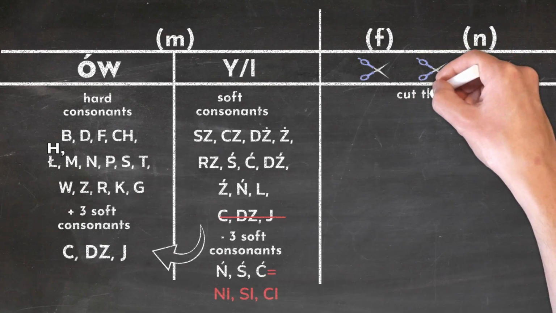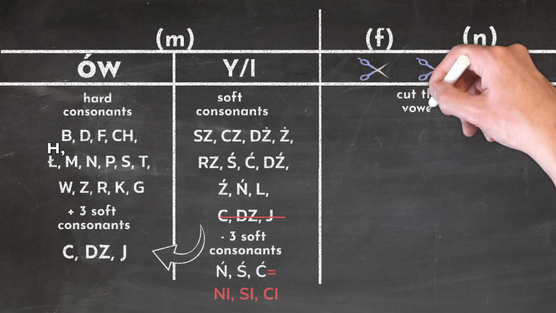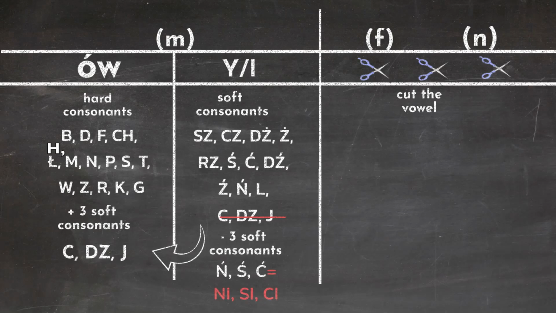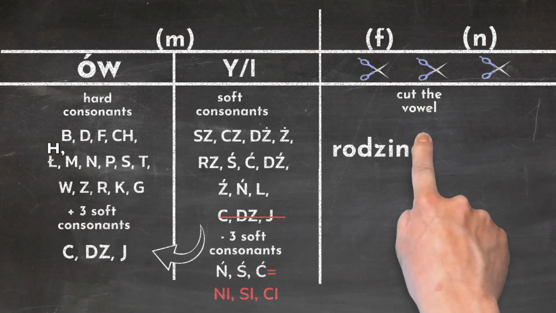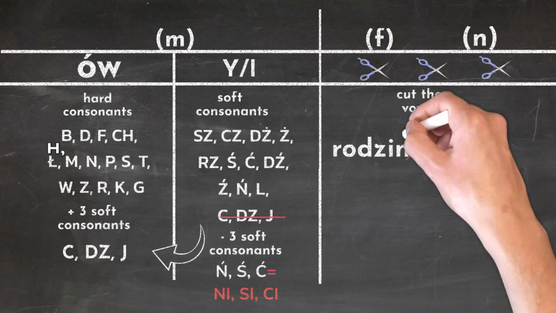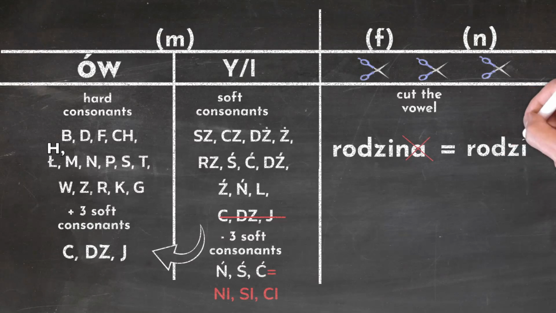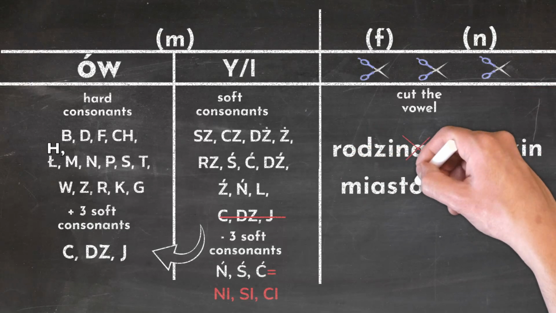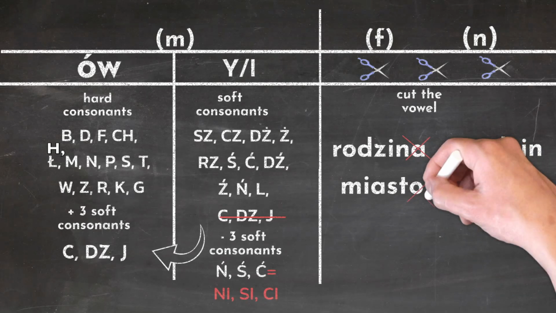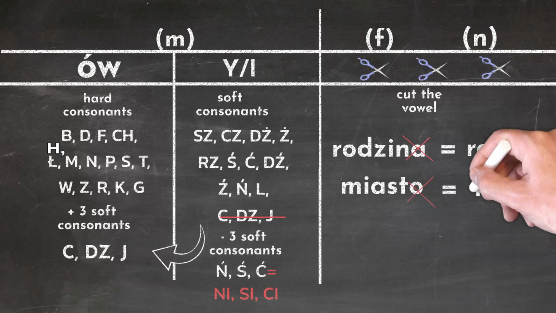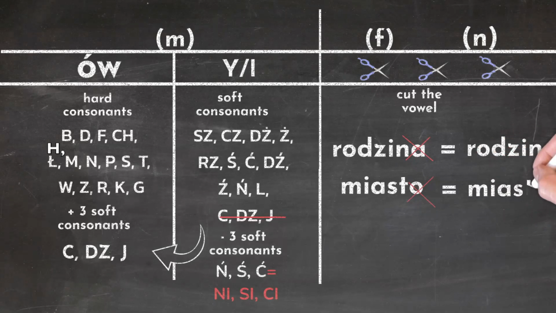Next category, feminine and neuter nouns. This is very easy to remember, as to create a plural form in the genitive case, we cut the last letter off. So very easy, rodzina becomes rodzin. Miasto becomes miast. So we can actually see how easy this is. All we have to be careful with is this masculine category. In reality, this is easier than you imagine.